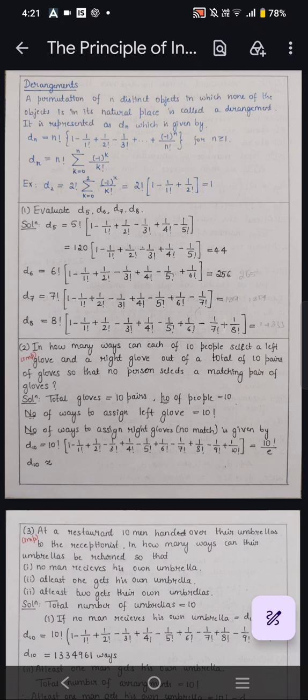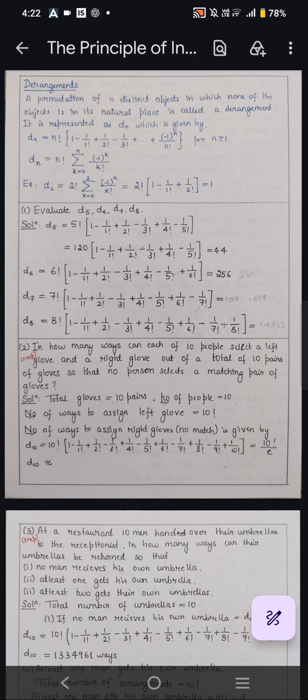Today's topic is derangements. A derangement is a permutation of n distinct objects in which none of the objects is in its natural place. Basically it is the opposite of arrangement. In arrangement you have to align it in order, but here it shouldn't be in order at any cost.